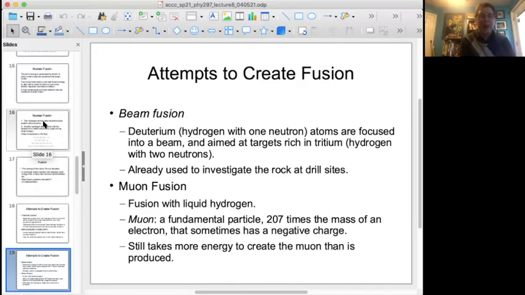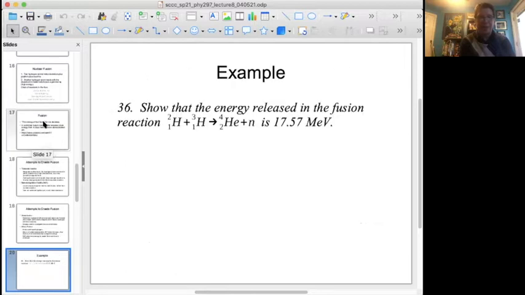So it's not breaking even, but it allows targeted energy to break rock. And you can have muon fusion with liquid hydrogen. That's been demonstrated, but it still takes more energy to create the muon than you get out of it.